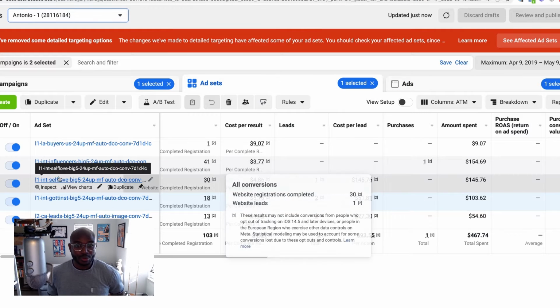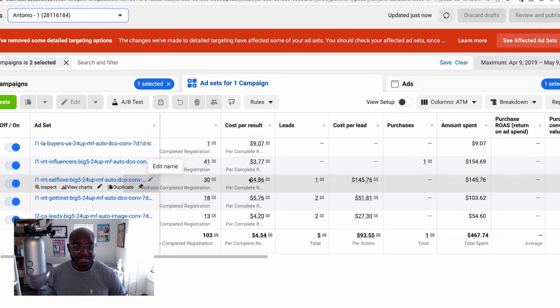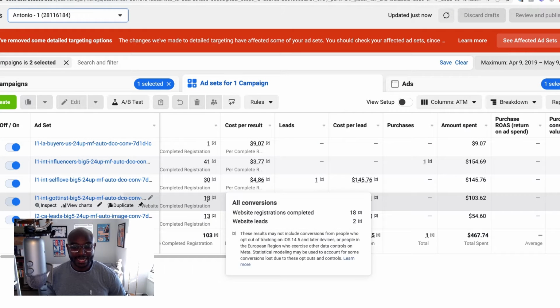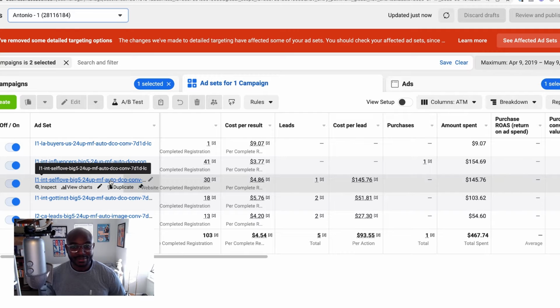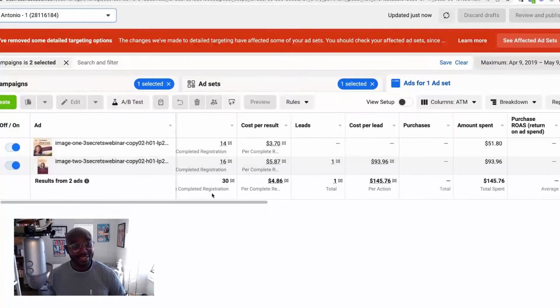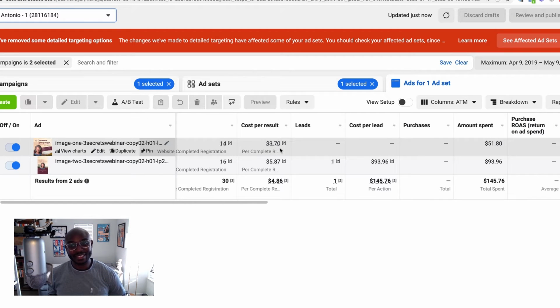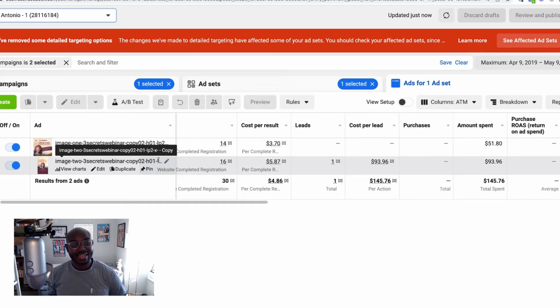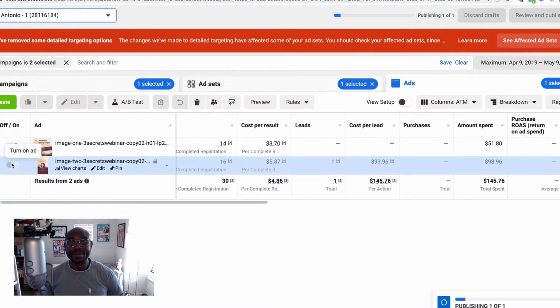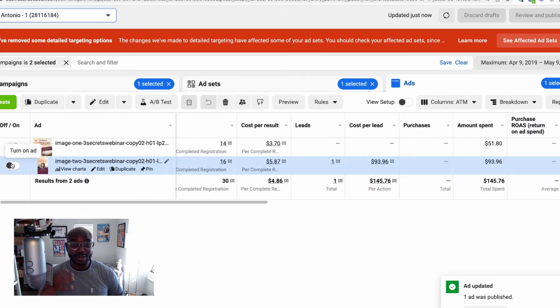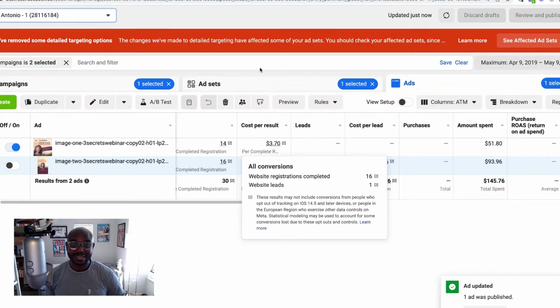Same thing here. I would go through. This is giving me a cost per registration of $4.86. I'll go into the ad level and see what's going on. I can see that in this case, image 1 is giving me a lead cost of $3.70, and image 2 is at $5.87. So I would actually turn this ad off, because it's above my KPI. I only want to generate registrants at $5 a lead. That's the maximum to spend. So I'm making adjustments at this ad level.